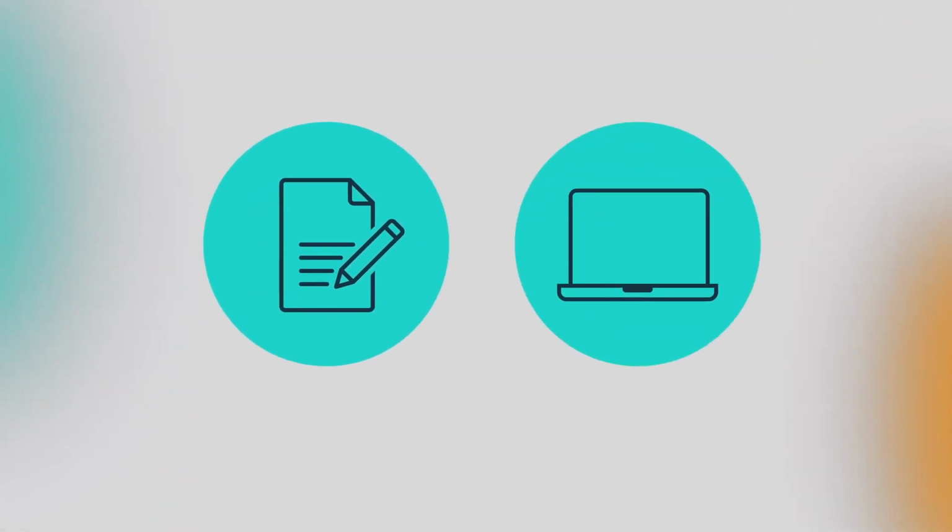Those are the basics of a quit plan. 2 circular logos appear on screen, one containing a paper with lines and a pencil, and the other a laptop. You can create your own or visit our Quit Plan tool to make your plan online. Having a plan can help you resist cravings, overcome challenges, and stay motivated. And remember, you can do this.